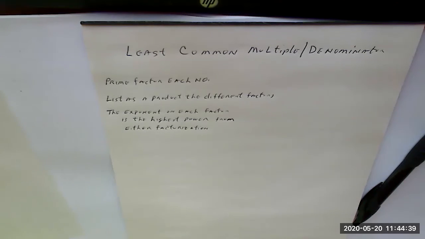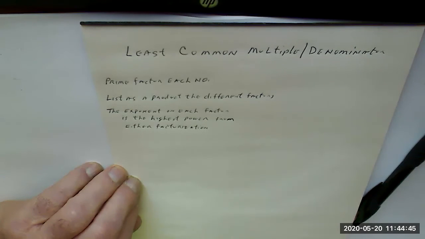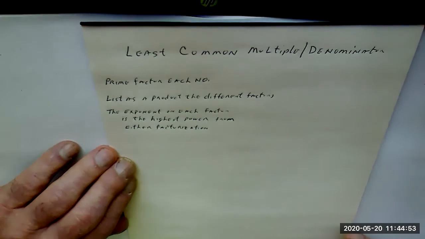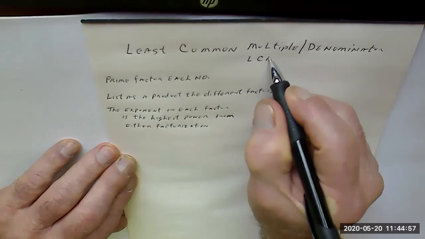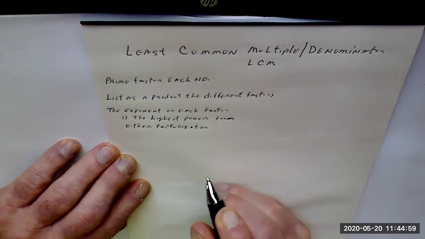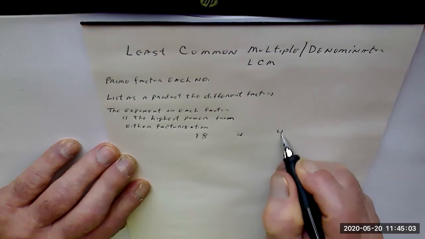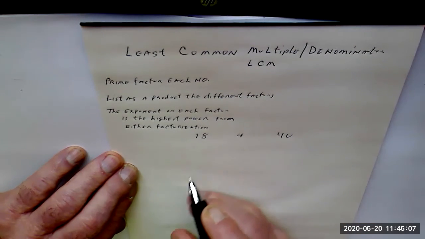So the steps are: find the prime factorization of each number, and list as a product the different factors. The exponent on each factor is the highest power from either factorization. For example, let's try to find the LCM between 18 and 40.